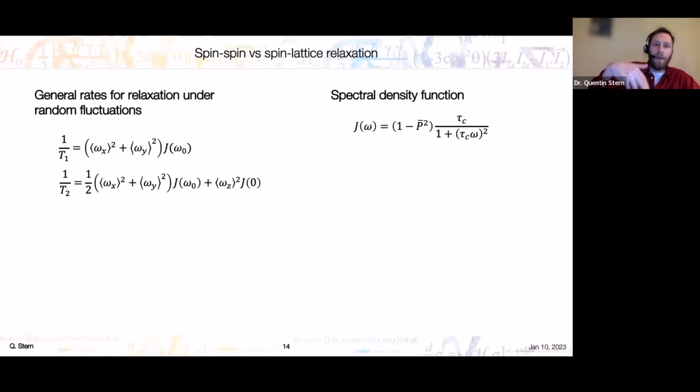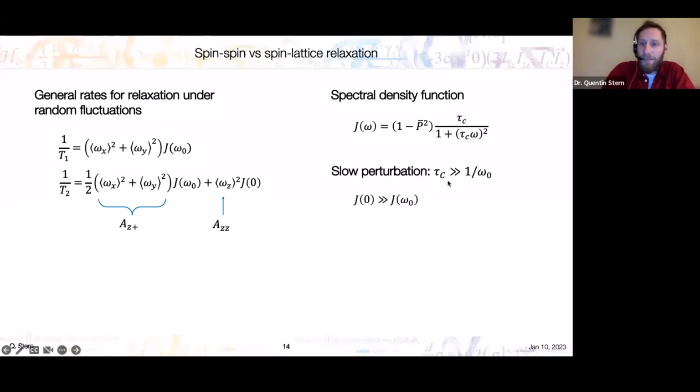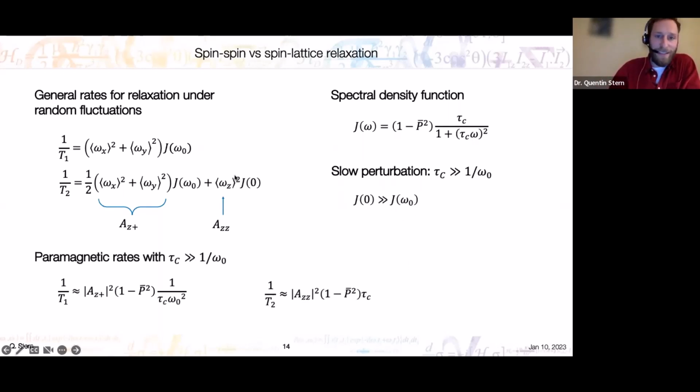Now we have seen the expression for T1. We can do the same with T2 by plugging in the terms, and this, as I said, was due to the pseudo hyperfine interaction, and this one to the hyperfine interaction. But again, if we consider that we have a correlation time that is large compared to the Larmor period, the spectral density at frequency 0 would be large in front of the spectral density at the Larmor frequency. And hence, only this term contributes to T2, and we have these two quite simple expressions for T1 and T2.